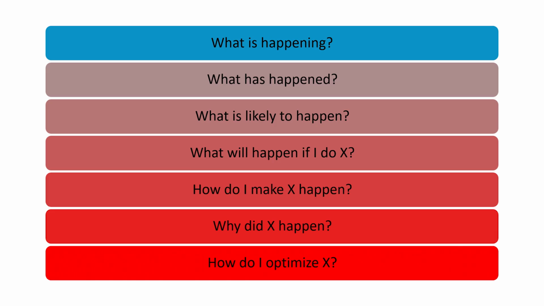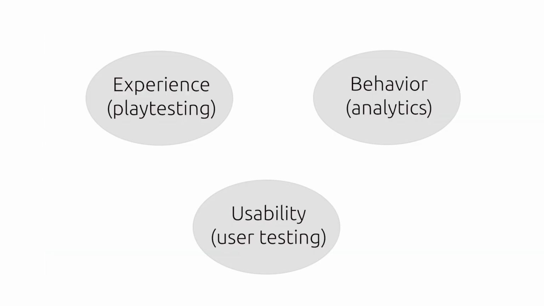Two of the most important questions when integrating analytics into the development process are what to track and how to analyze the data. Anders Drachen lists the most important questions of behavioral analytics in ascending order of complexity. What is happening is the easiest question, but the how to optimize question needs integration with user research to be answered. Traditionally in testing, experience is connected to playtesting, and usability is connected to user testing.